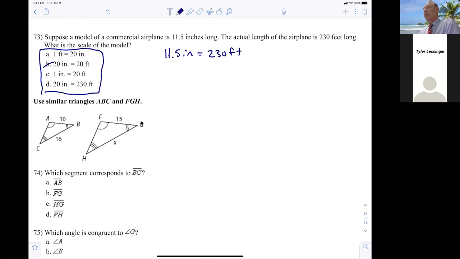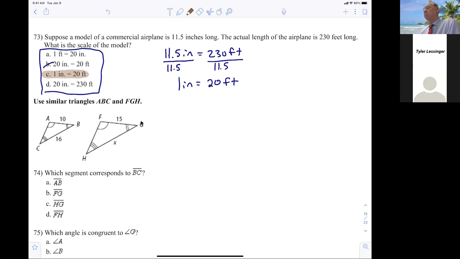All right. Now, if I divide this by 11.5, watch. If I divide this by 11.5, divide this by 11.5, this gives me 1 inch is equal to. Somebody tell me what 230 divided by 11.5 is. How much? 20. So 1 inch is equal to what? 20 feet. So that's how I knew the answer was C. Does that make sense? Everybody okay with that?